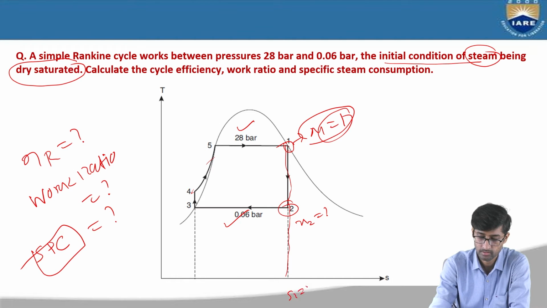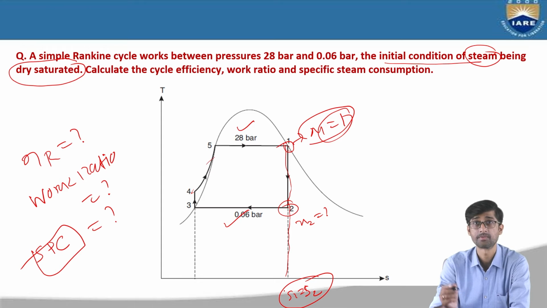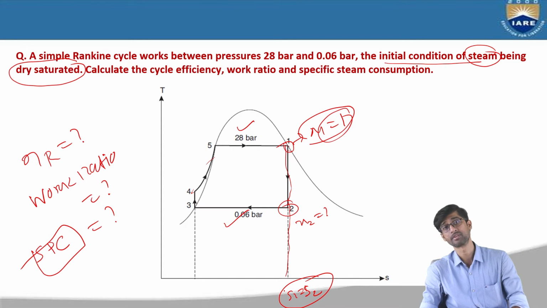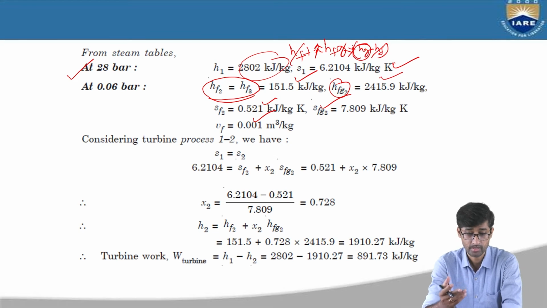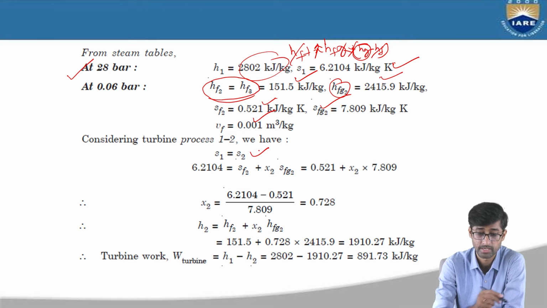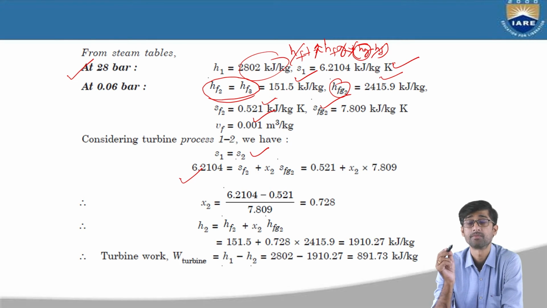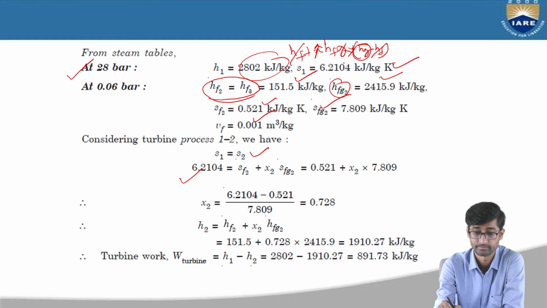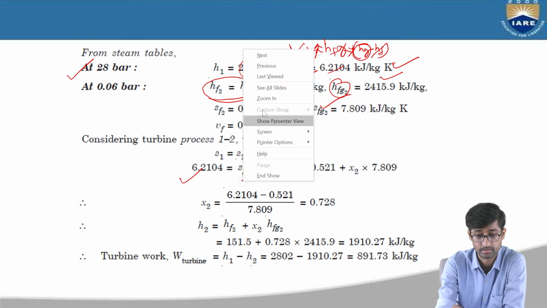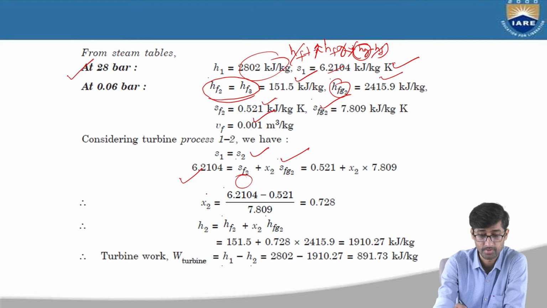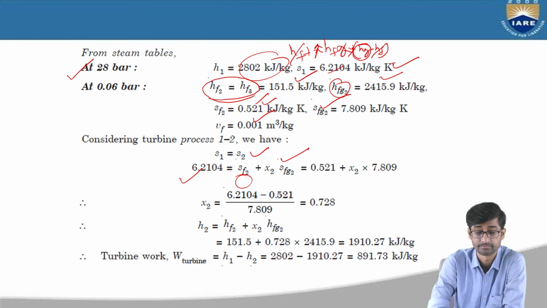Now all you know, this 1 to 2 is an isentropic expansion process, right? S1 is equal to S2. What have we done in the previous problems? So same way, S1 is equal to S2, right? S1 already taken from steam tables at pressure 28 bar. This is the value of S1, and S2 is equal to SF plus X into SFG2, right? So this SF at pressure 0.06 bar, this is the value of SF, and this is the value of SFG2. Put it here and calculate the value of X2, dryness fraction.